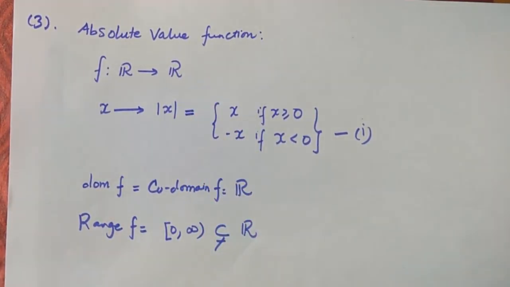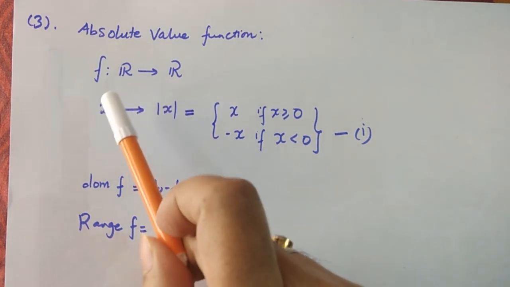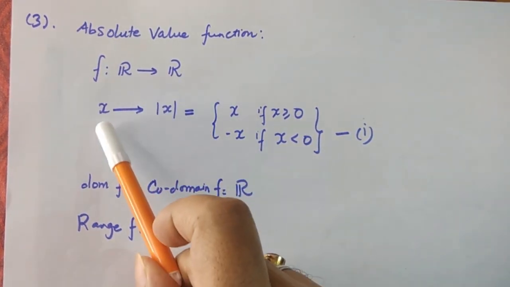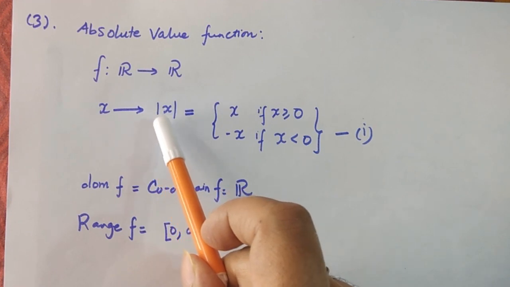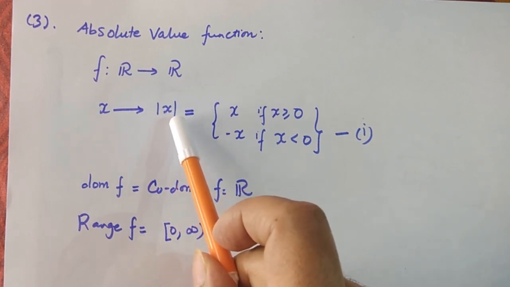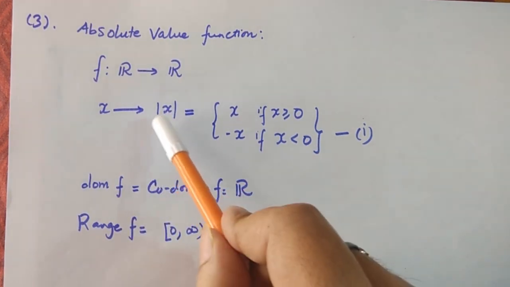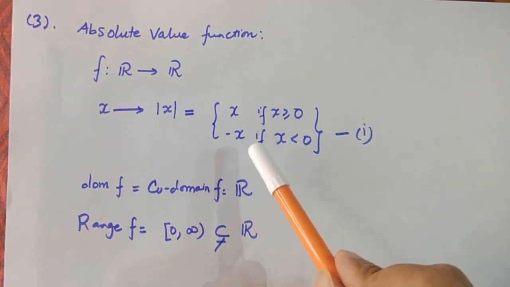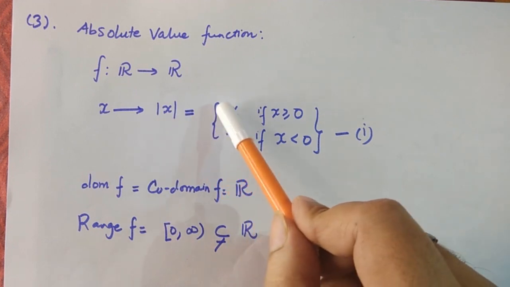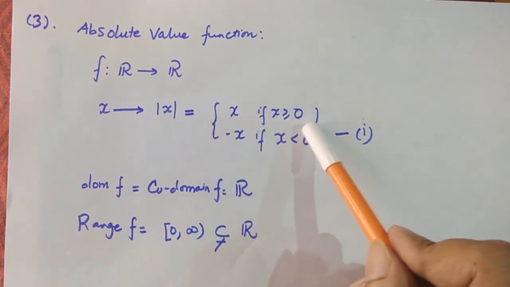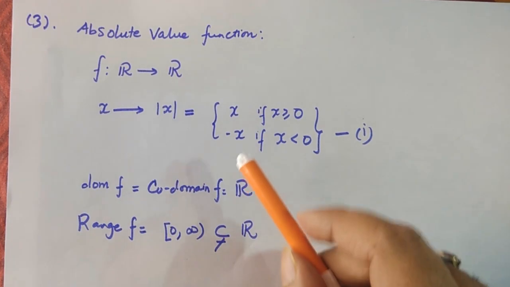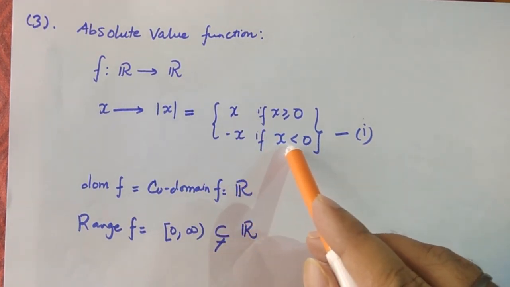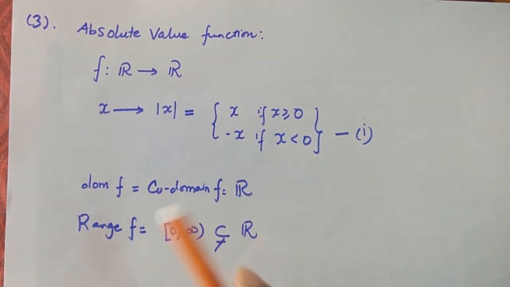Let us start with the absolute value function. F is a function from R to R such that x gets mapped onto the absolute value of x, which is denoted by this double bar symbol and read as mod of x. It is defined in the following way. Mod of x is equal to x if x is greater than or equal to 0, and minus x if x is less than 0. The domain of this function and the codomain of this function are the same, which is R.